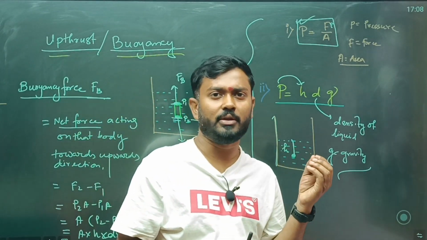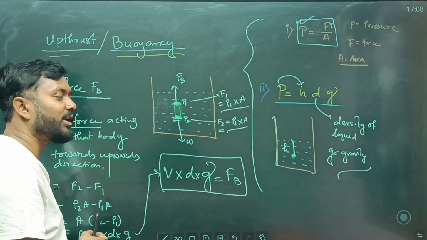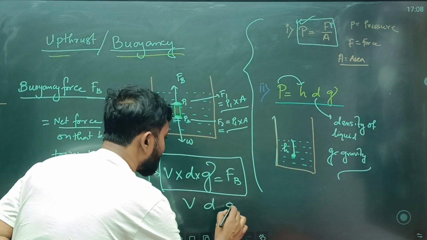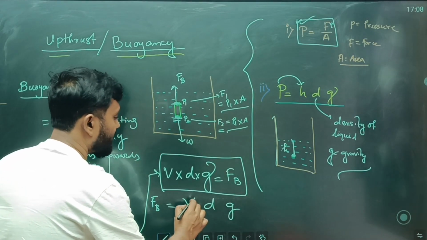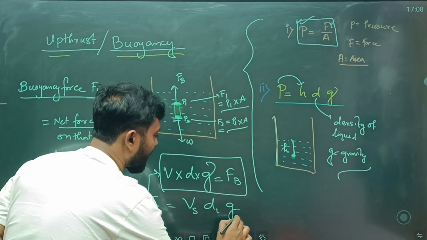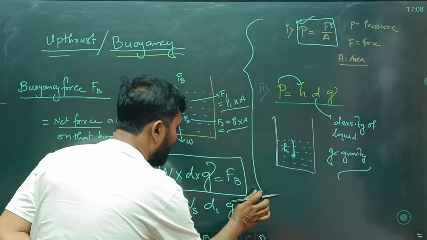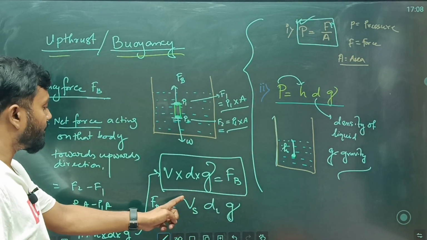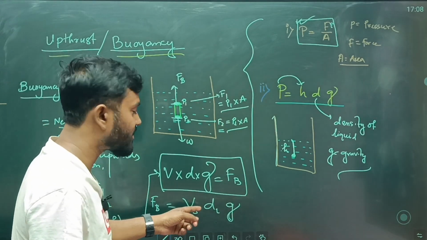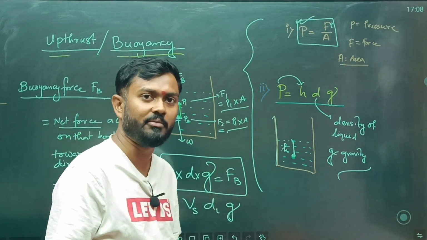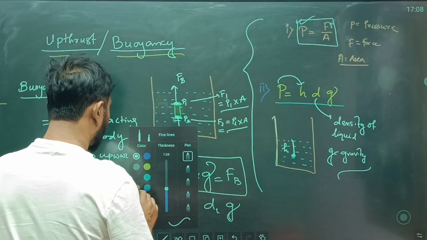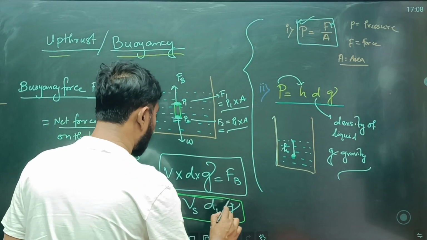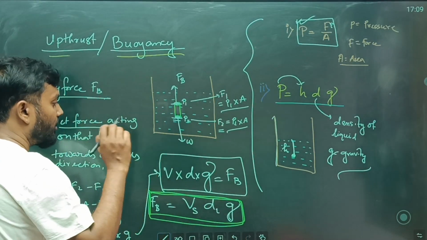To remember this important equation, there is a short trick. Buoyancy force is equal to v d g: v is for solid, d is for liquid, and g is for gas, but gas is not necessary here. V is the volume of solid which is immersed, d is the density of liquid, and g is gravity. This is the important formula of buoyancy force.